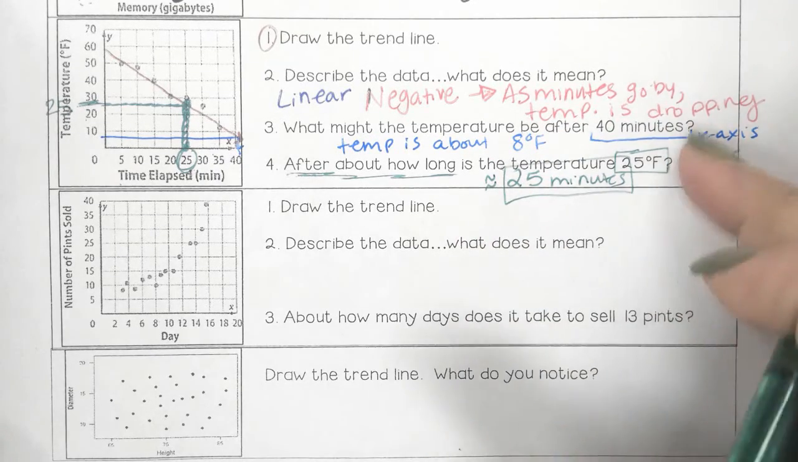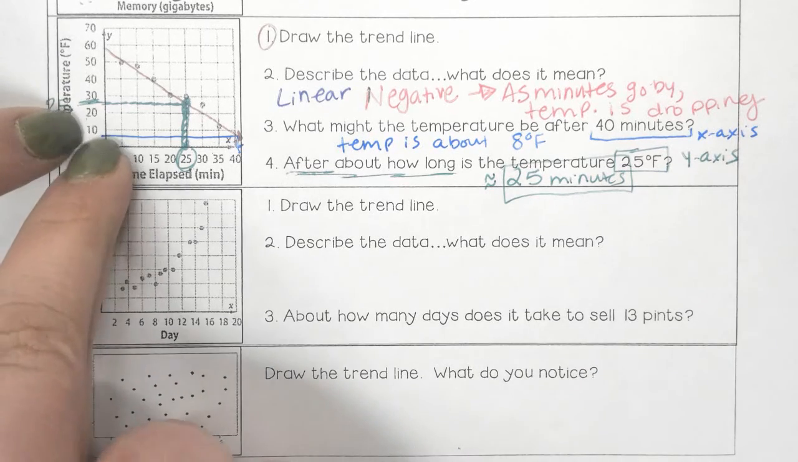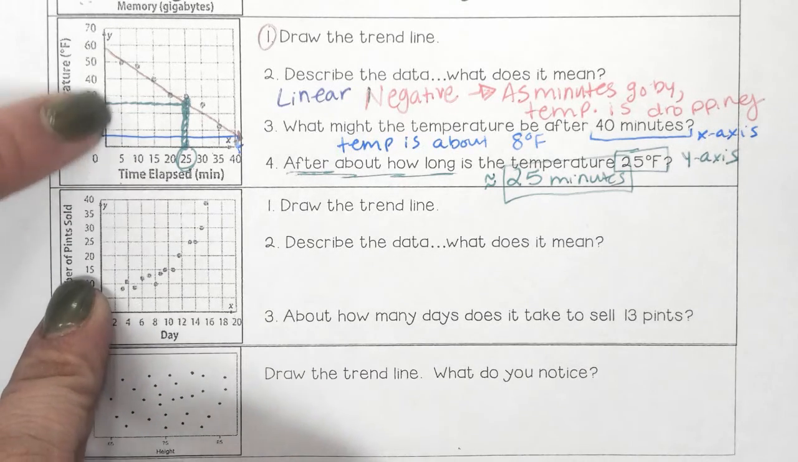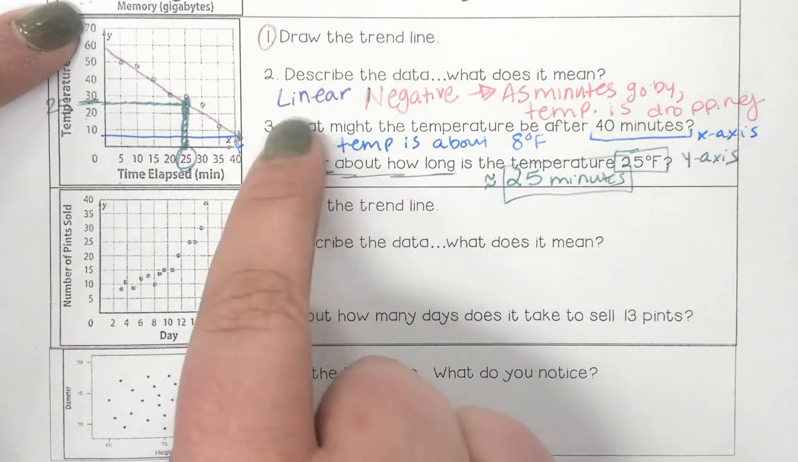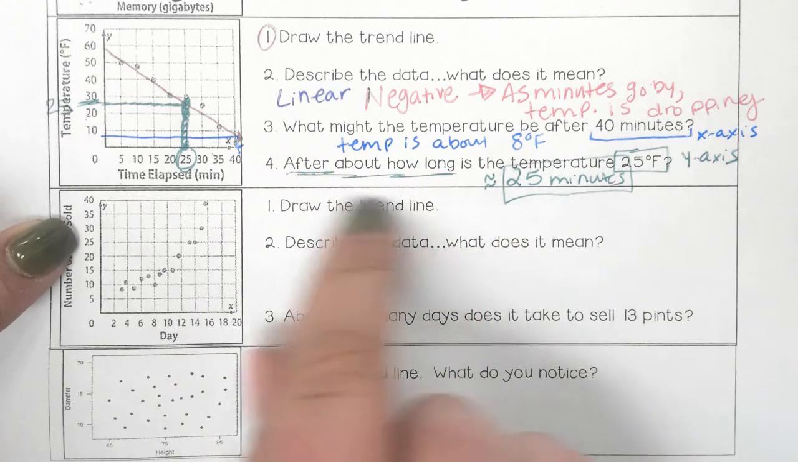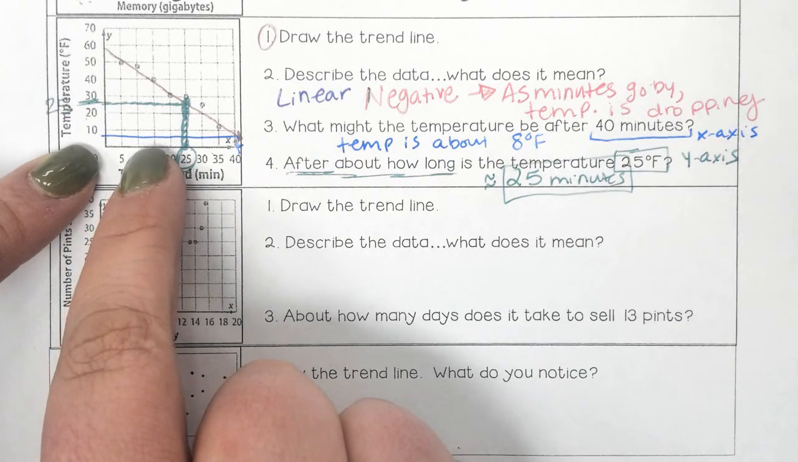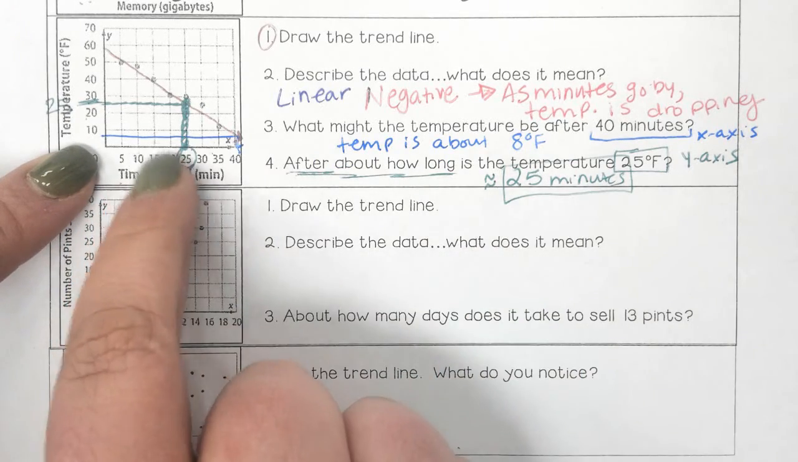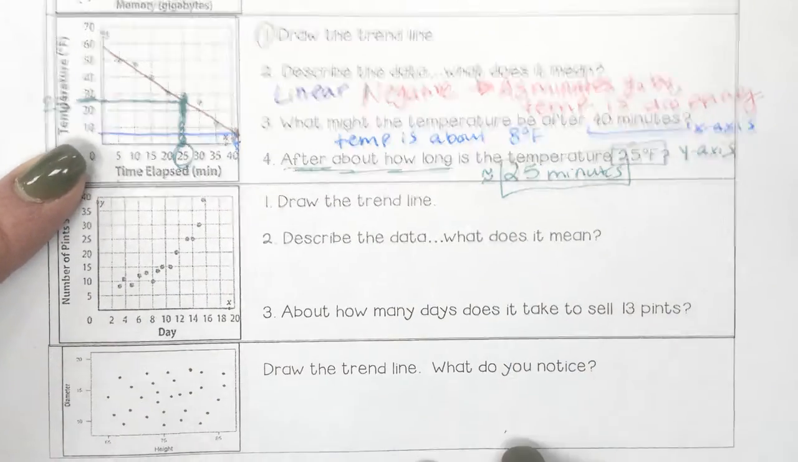Your answers for these may vary just by a little bit. Since these y values are going by 10, I wouldn't expect number 3 to be off by more than 10 degrees in either direction. And then for number 4, the minutes are counting by 5s, so I wouldn't expect you to have less than 20 or more than 30.